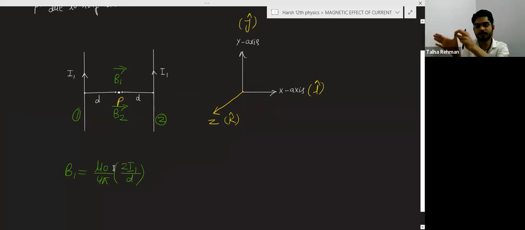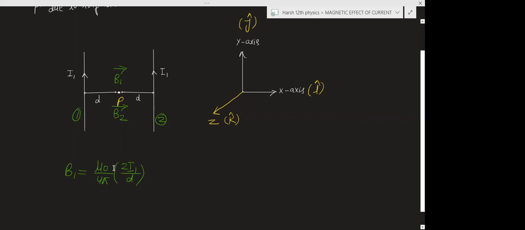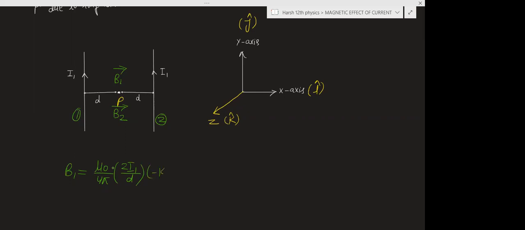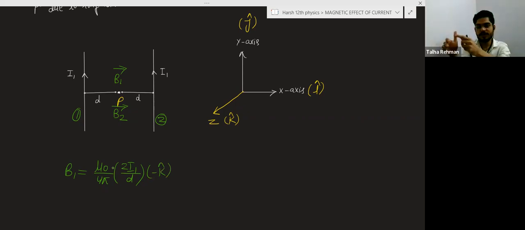Just apply the right hand thumb rule and you will get the direction into the screen. Means minus k cap. Not J, minus k cap. Sorry, sir. The direction is inward, so you will get the minus k cap.